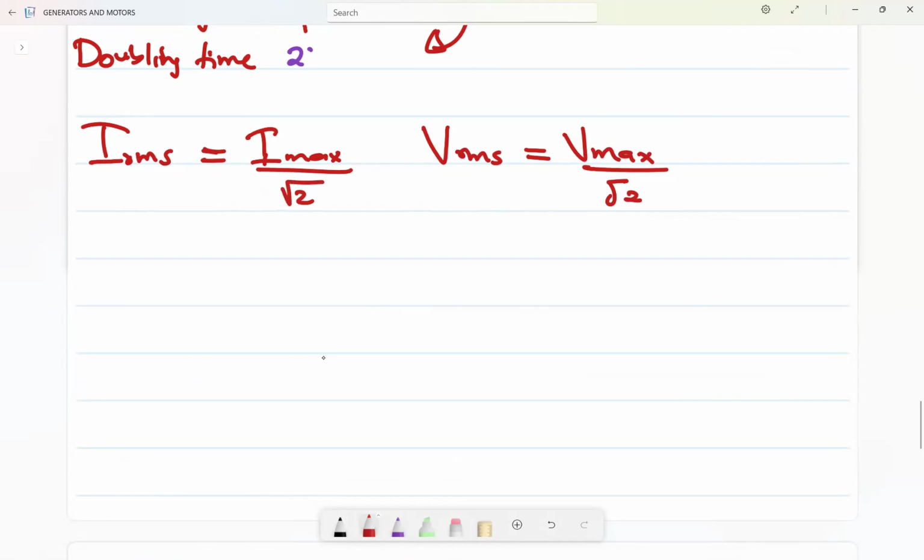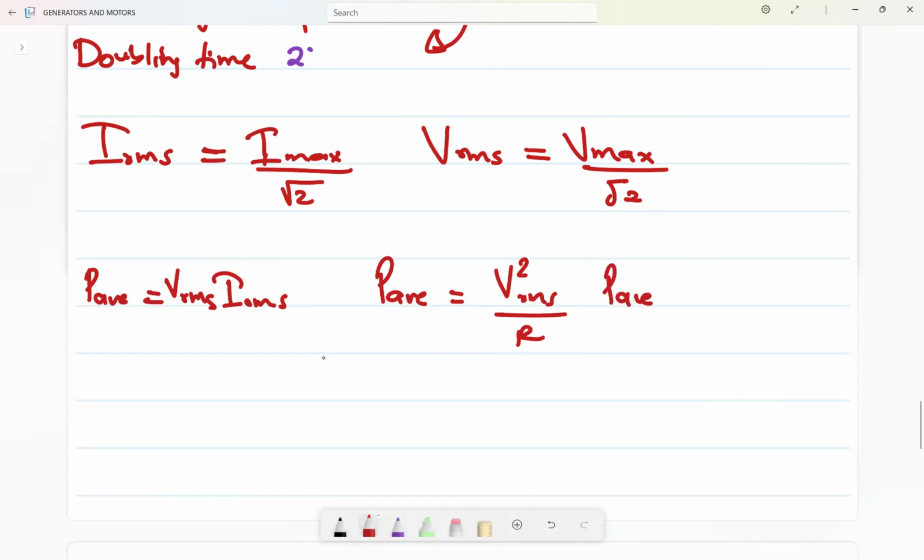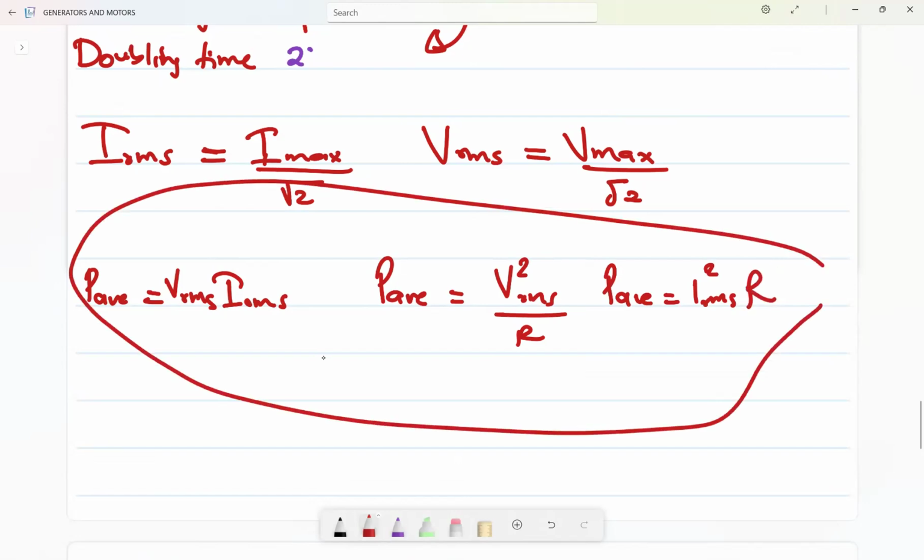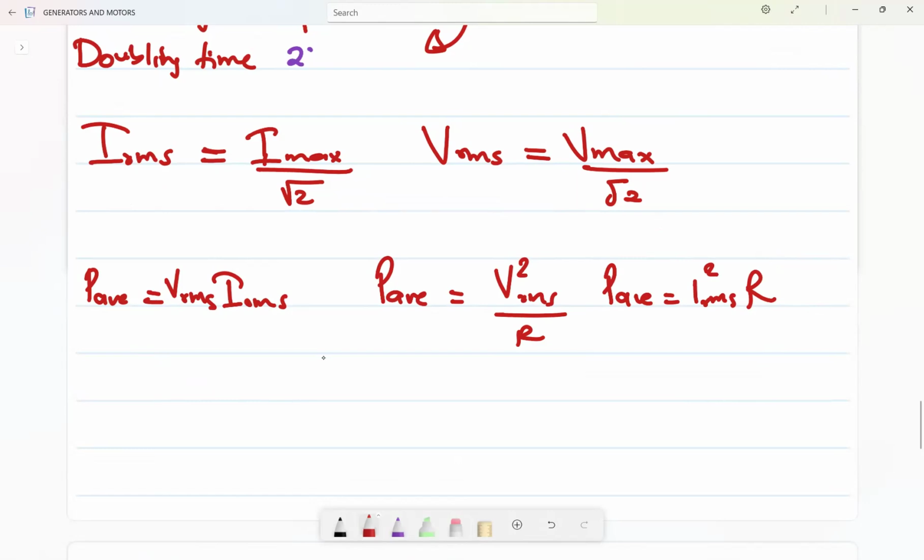You also need to use the power formulas. P average is equal to VRMS times IRMS. Every time I'm using power formulas, I'm going to use RMS values, all RMS. Or P average is equal to V squared RMS divided by R. Or P average is equal to I squared RMS multiplied by R. Remember, these are formulas that we take from electricity, but since we are dealing with machines here, generators and motors, we need to indicate these are RMS.